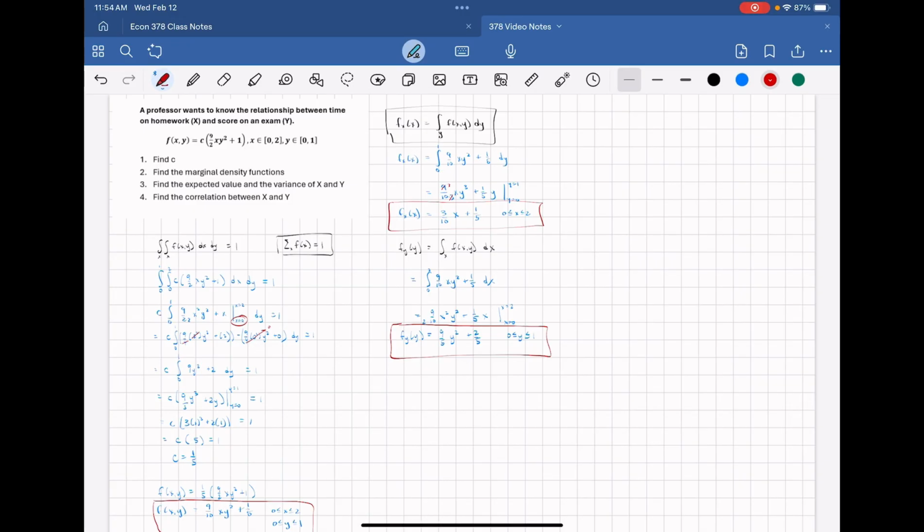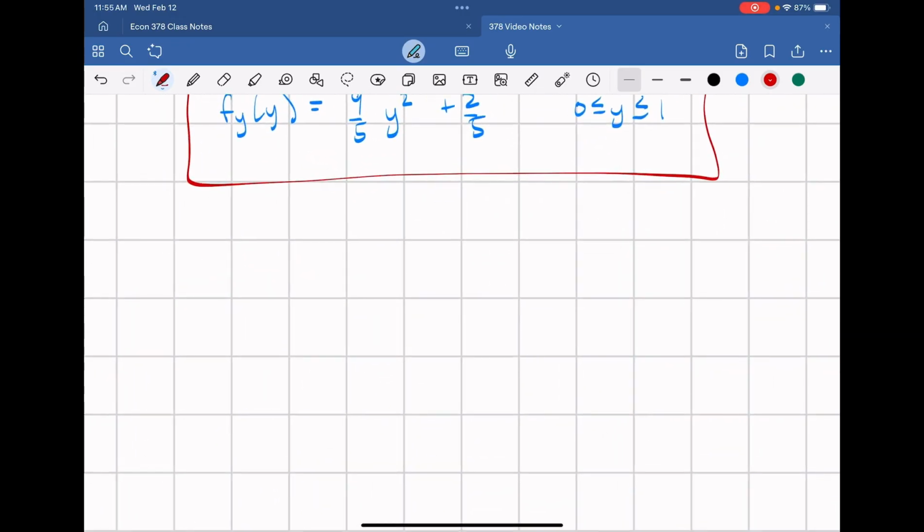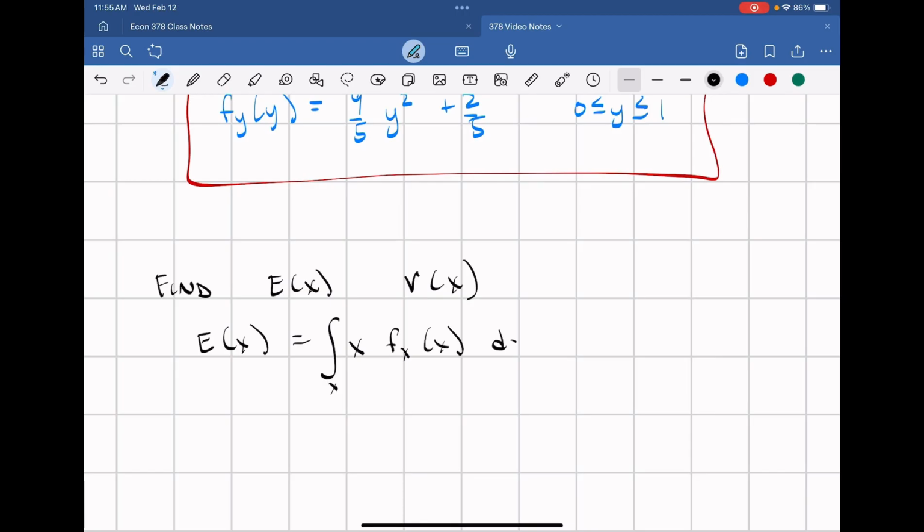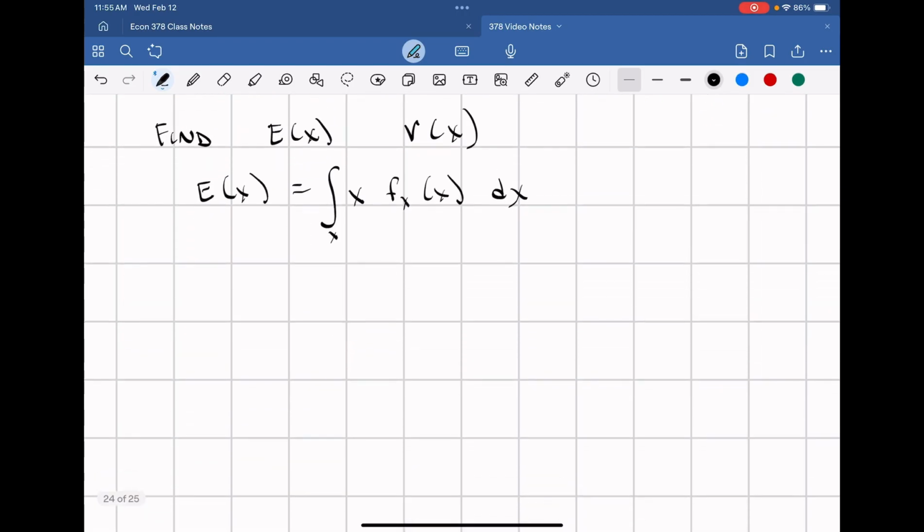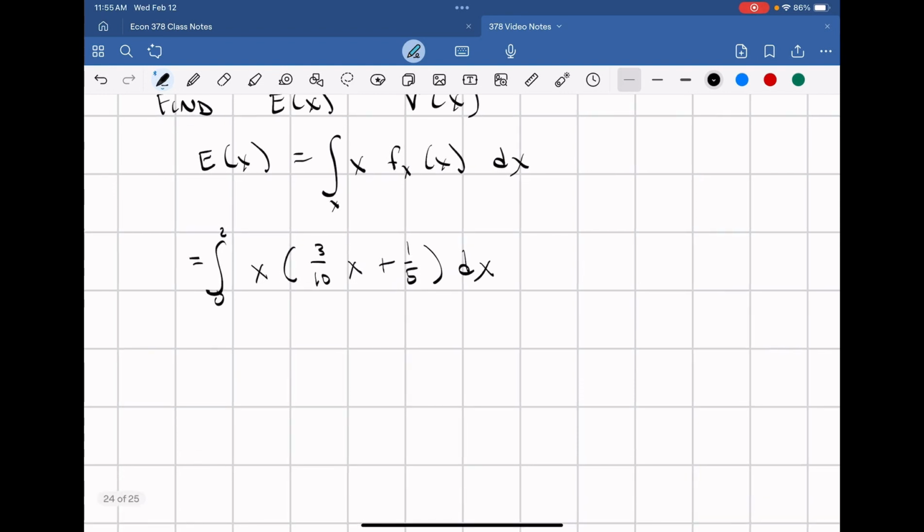So now that we have that, we can go ahead and go to part 3, which is find the expected value of x and the variance of x. So the equation we're going to use is the expected value of x is equal to the integral over the range of x times the marginal density function of x dx. So applying that, we'll get the integral from x equals 0 to 2 of x times 3/10 x plus 1/5 dx. So now we're going to take the integral.